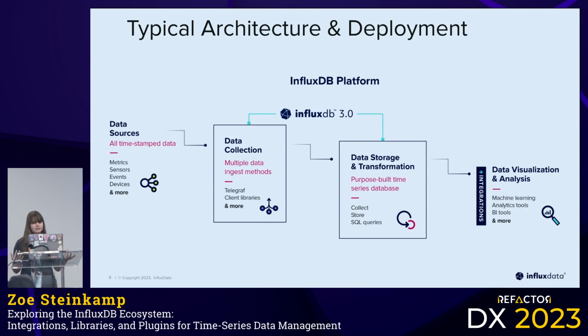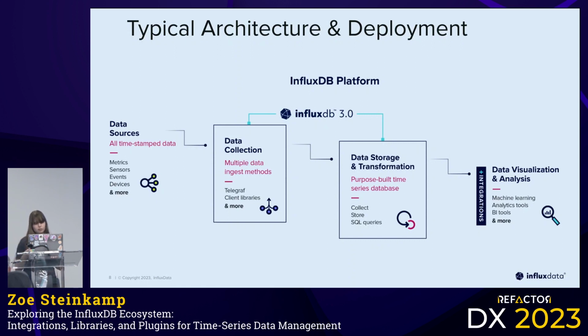So this is a typical architecture in deployment. And again, although it says InfluxDB 3.0 at the top, this is pretty common for most time series databases. You have your data source. That's going to be those metrics, sensors, events, all that good stuff. Your data collection is going to be things like client libraries, which I'll go into, as well as Telegraf, which, by the way, is database agnostic. It can be used in any DB. That's why it's so popular.